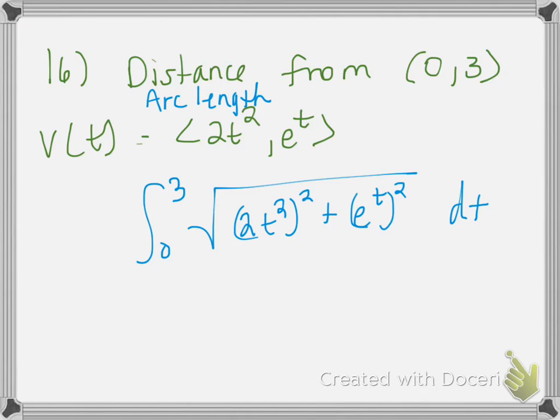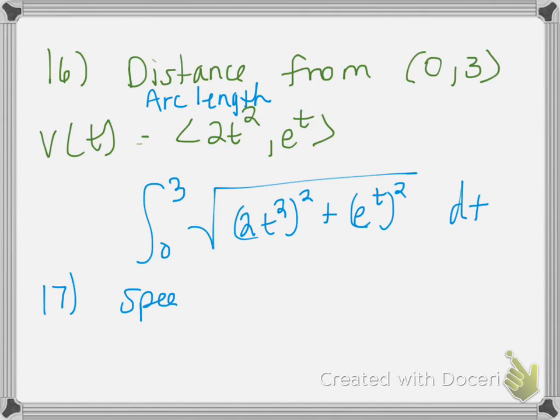If you remember that distance is the integral of the absolute value, well, the absolute value of a vector is where you do the magnitude, so you do the square root of each component squared. And that's also arc length.